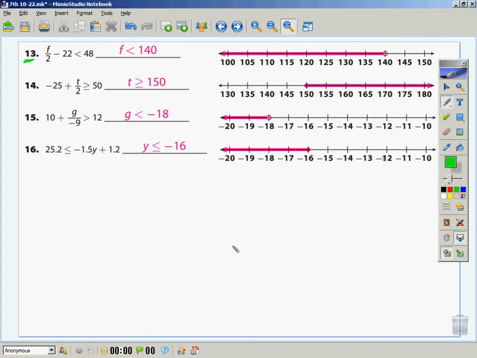What'd she say? 13. So I marked it. 15? Yep. 14? You want 14 too? Or you want 16? I would do them all then. Okay? It's fine.